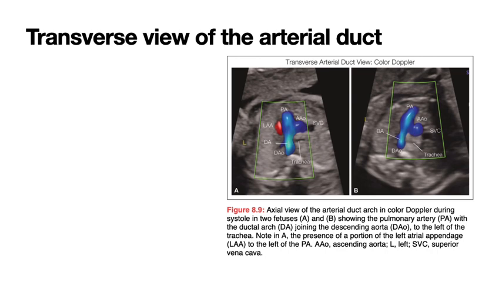Here's another view of the same thing. Basically, you have pulmonary artery, ductus arteriosus, descending aorta in a straight line from front to back.